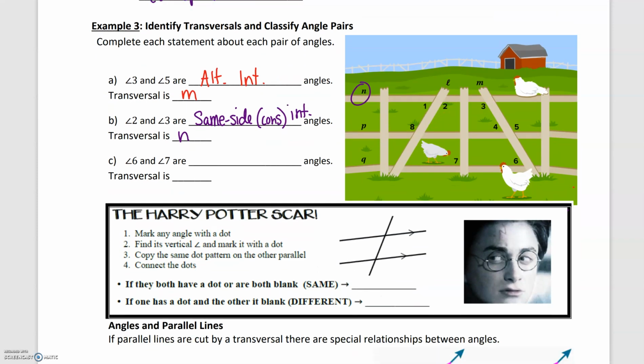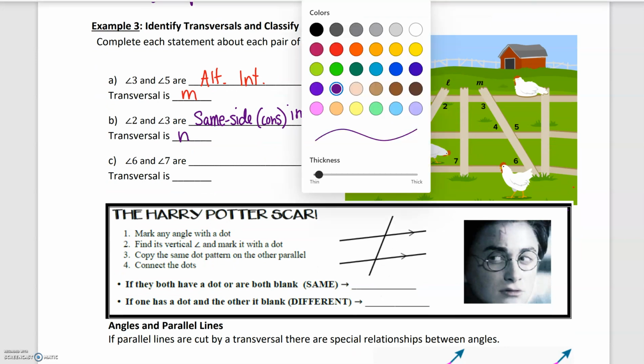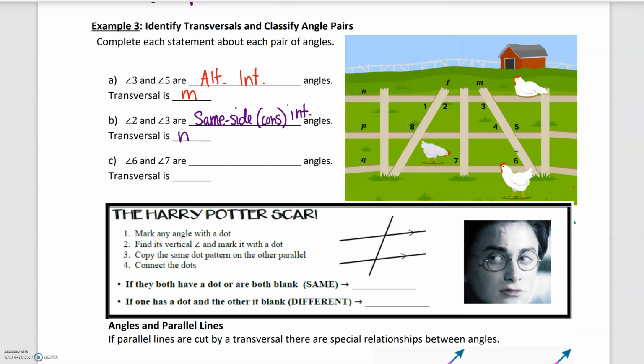And the last one is 6 and 7. So these follow along this line Q. Looks like they both touch that line Q, so that's the transversal. And then they are both in the same positioning here. So they're to the left of this line, to the left of this line, and so that would be called corresponding.